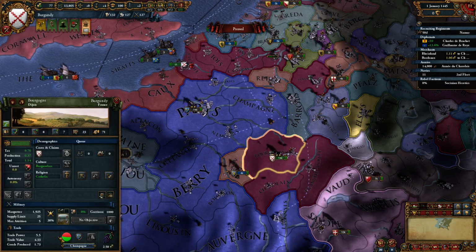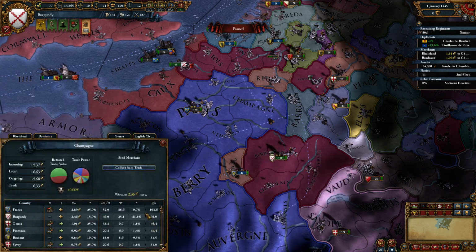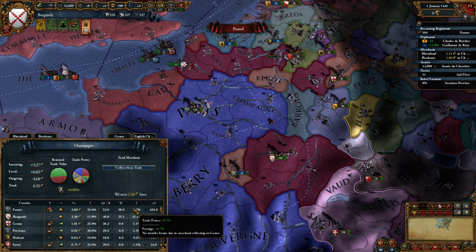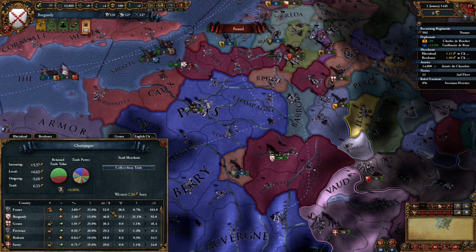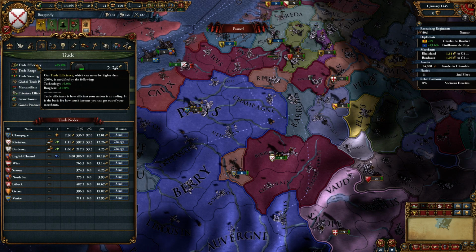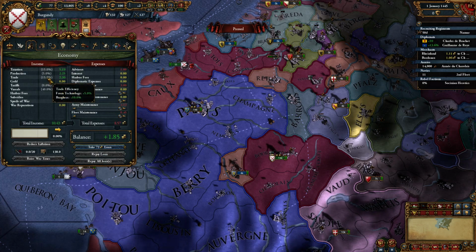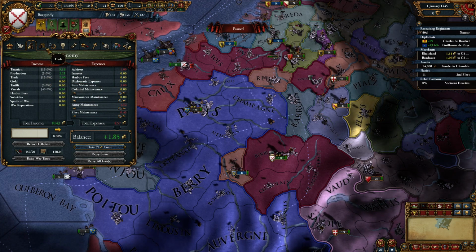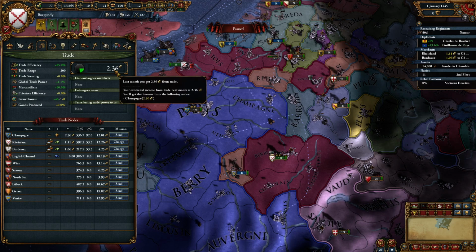Let's say trade power. What is it? No, I think it's the trade node over here. Current trade power. Where is it? Well, I know trade efficiency affects how much income. Oh, there you go. Trade efficiency. Basically, your trade amount plus 15%. That's a bonus to your income. So basically, you get an income and it multiplies by your trade efficiency to a total of 2.36.